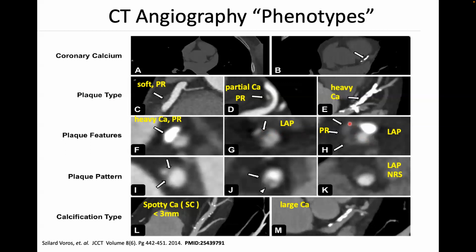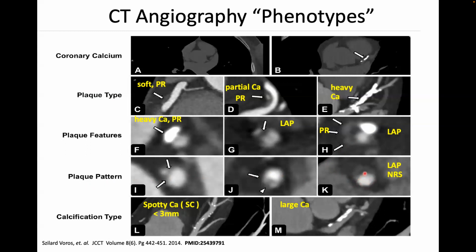And here we have positive remodeling on this. Here's the lumen here. You've got low attenuation plaque and you've got calcium. So this lesion has everything going, right? This is another type in terms of plaque pattern. Here's the lumen down here, right?